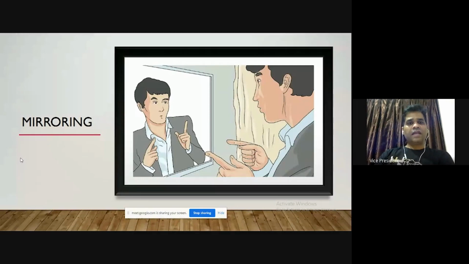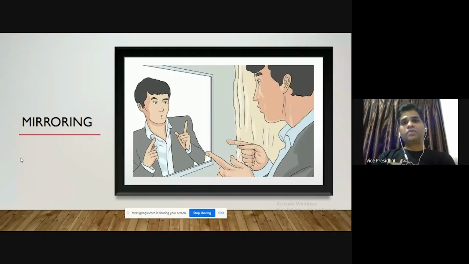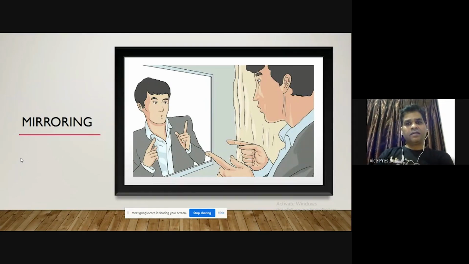So if you start mirroring the way the other person is sitting, not exactly the sitting part, but the upper portion of the body, the way they are behaving. If they are bending their head to the left, you should not bend your head to the right. That's not mirroring. If they are bending the head to the left, try to gain the same posture.